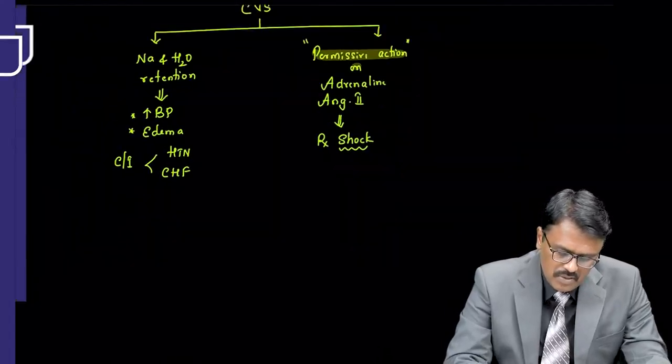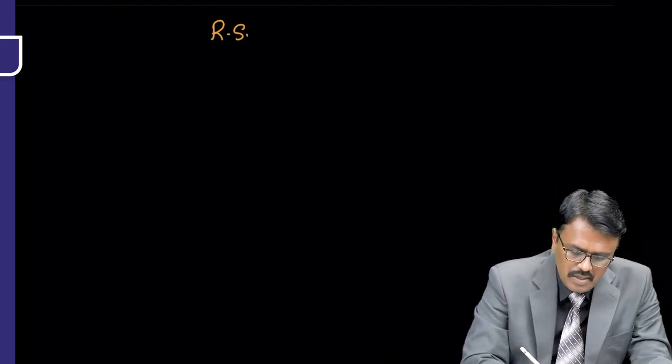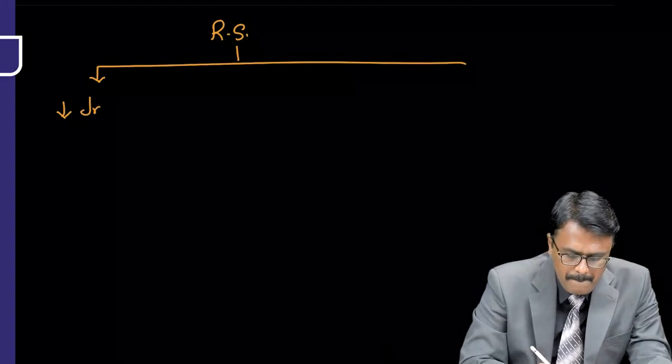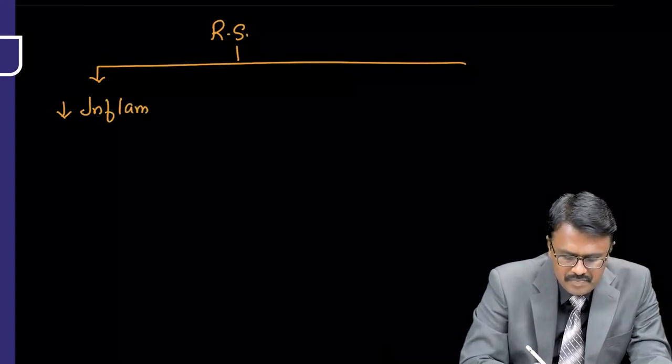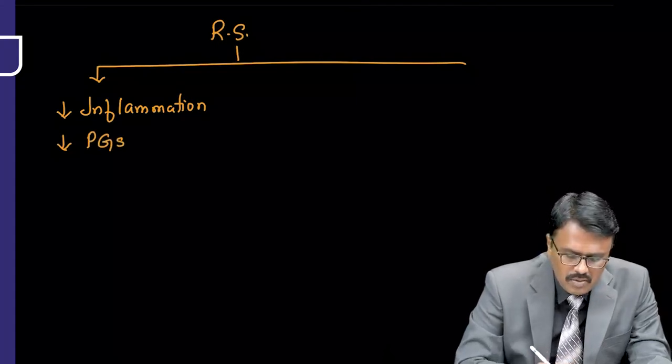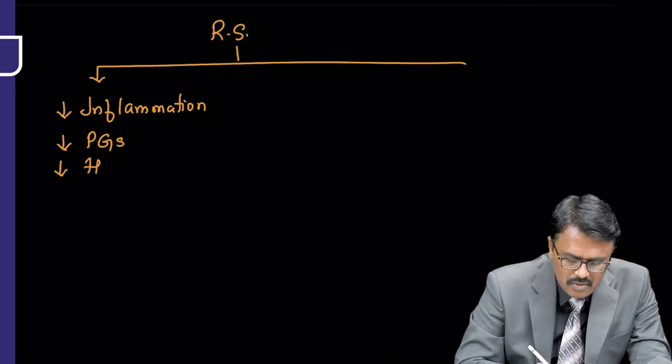Yes, so that is about the CVS concept. Moving on to the respiratory pharmacology, that is the RS. What do they do? In the RS, they are known to decrease the inflammation, and they are known to decrease the prostaglandin production. They are known to decrease the histamine production. They are known to decrease the leukotriene production.